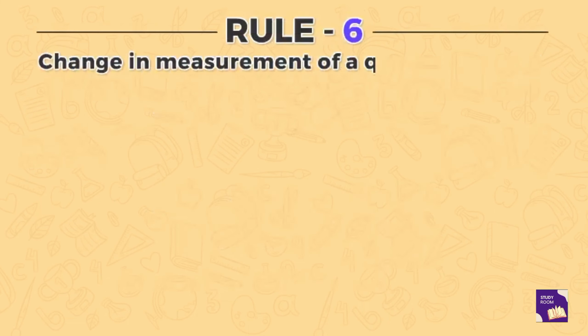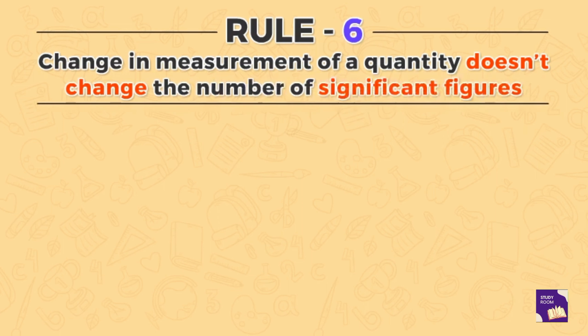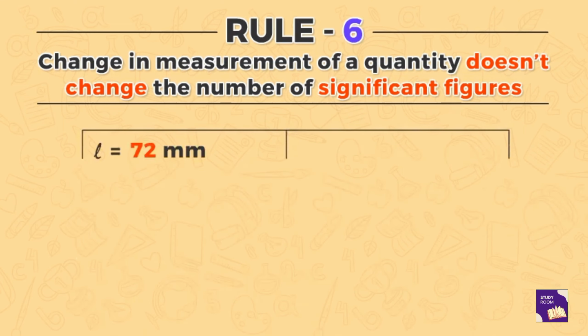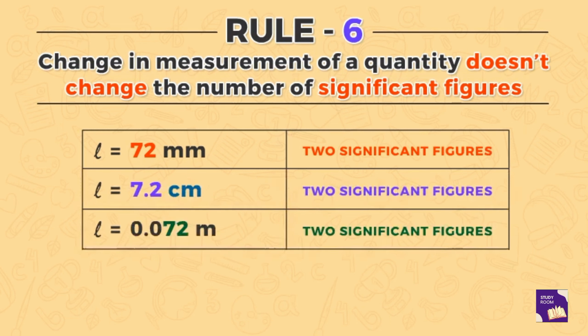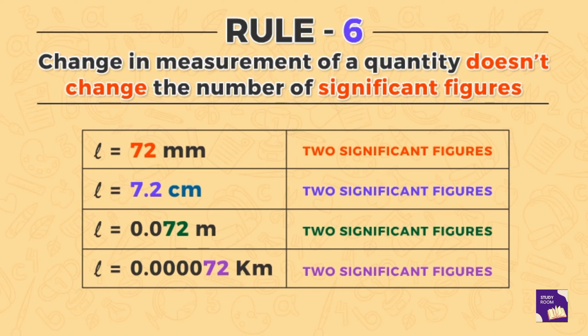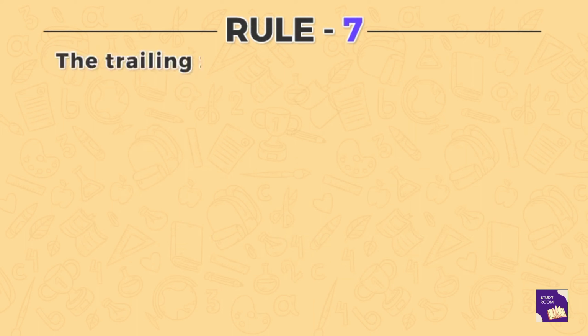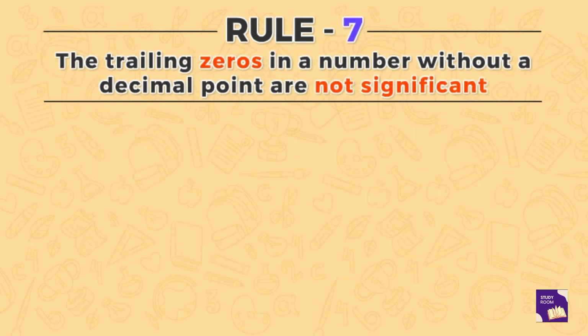Rule number 6. Change in units of measurement of a quantity doesn't change the number of significant figures. Suppose a measurement was done using a millimeter scale and we get length equal to 72 millimeter. Then it has 2 significant figures. If we measure the same length in centimeter, meter and kilometer, then in all 3 cases it will have 2 significant figures.